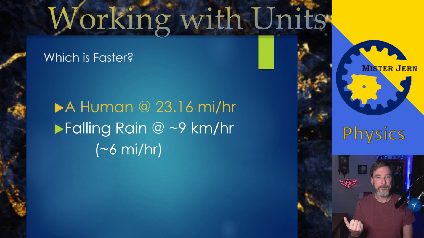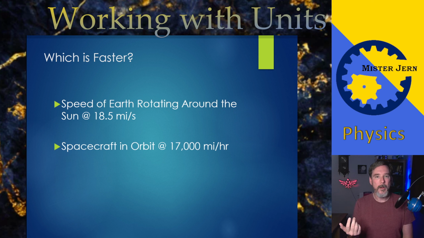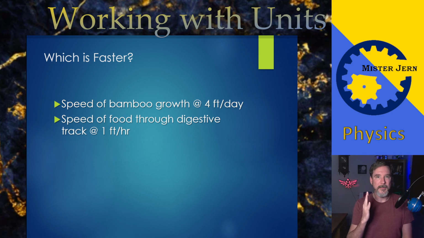All right. What about the speed of the Earth rotating around the sun at 18 miles per second compared to the spacecraft in orbit going about 17,000 miles an hour? All right, you're starting to see the point here. It's going to be the speed of the Earth, because that equates to about 66,600 miles an hour, compared to 17,000 miles an hour. And that's really what I want to get into, is this comparison.